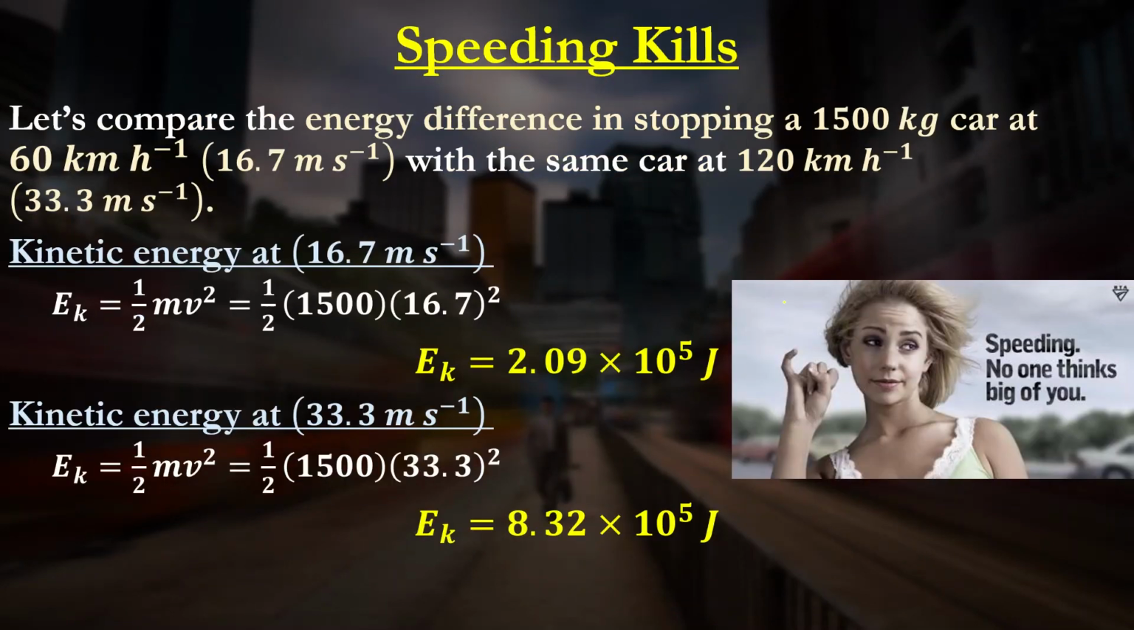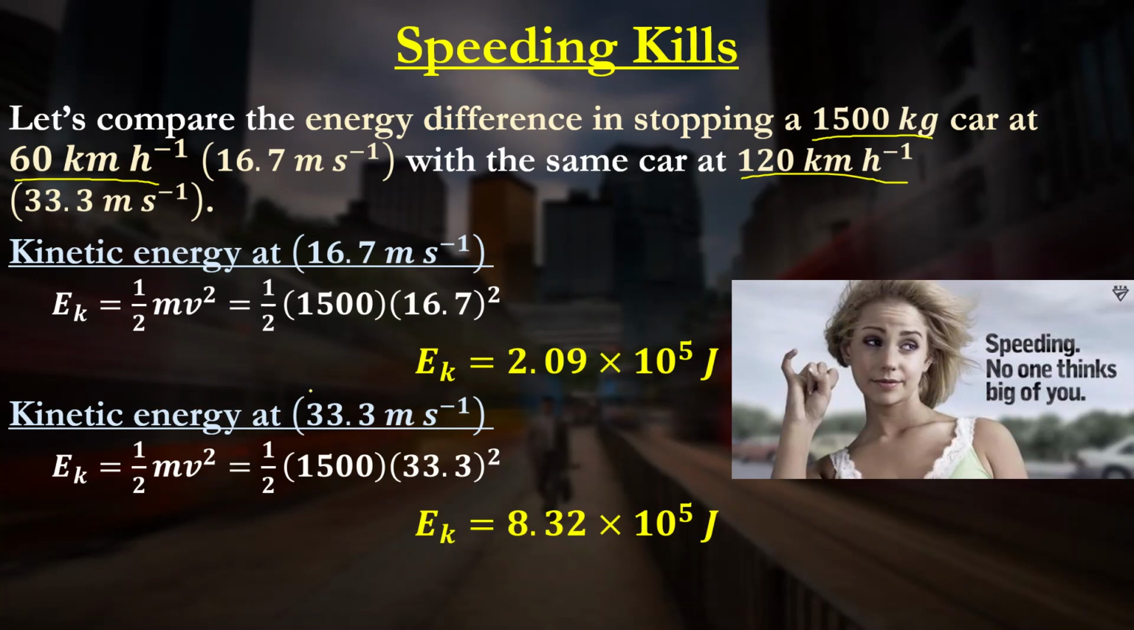Now let's go through a little scenario here. One of these ads back in the day: speeding, no one thinks big of you. So people say speed kills. Let's actually prove that with some of these calculations. Let's say we have a car that is traveling at 60 kilometers an hour, and then we have another car that's traveling at 120 kilometers per hour. The mass of the car is the same.